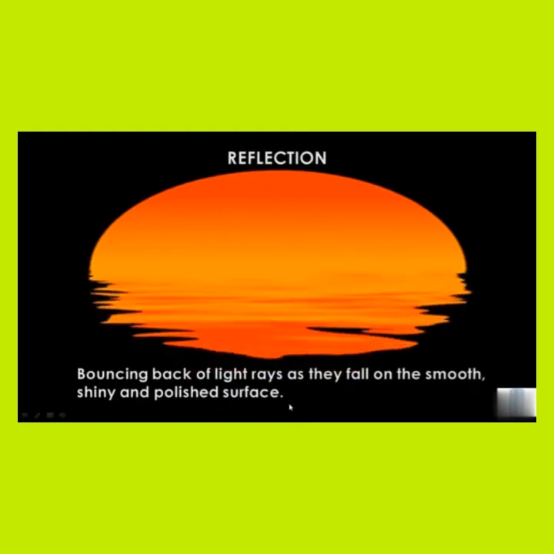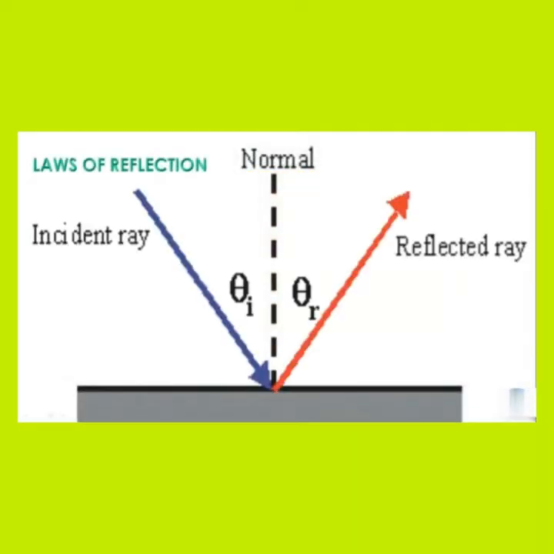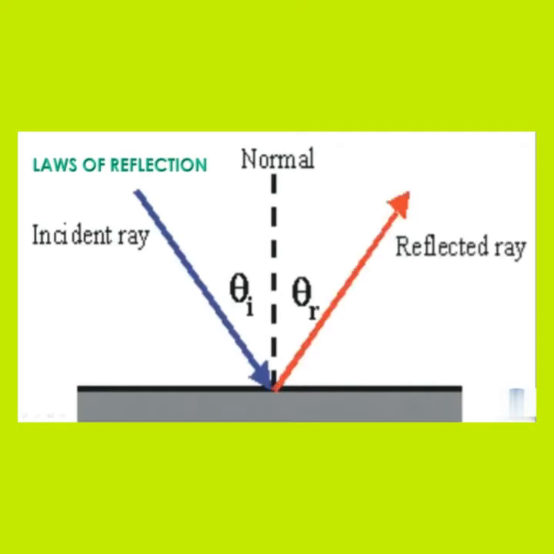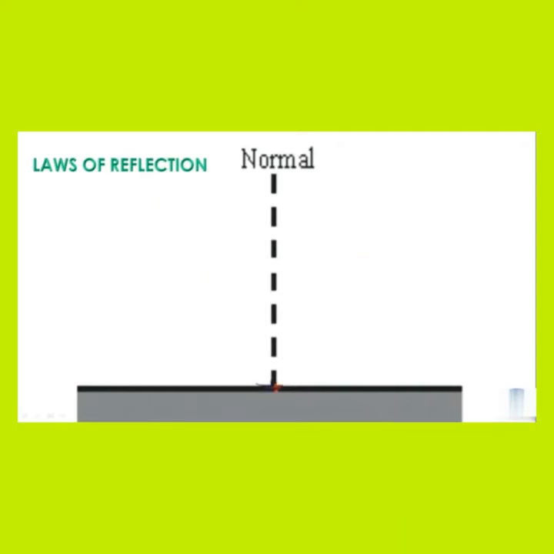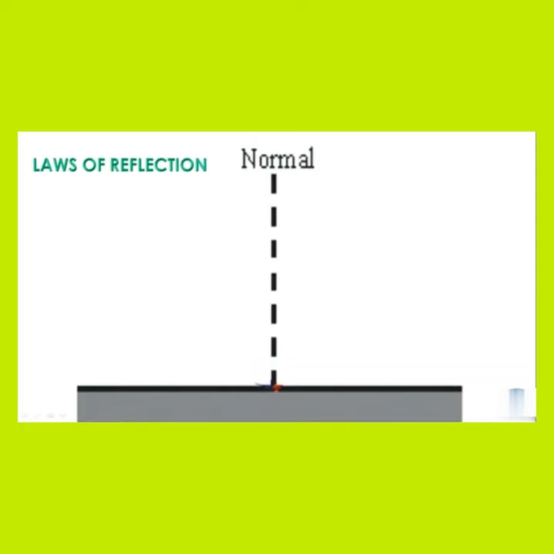Reflection involves two rays, the incident ray and the reflected ray. The incident ray falls on the shiny surface of a reflecting body. After falling, this ray returns into the same medium as the reflected ray. An imaginary line perpendicular to the reflecting surface is called the normal. The relation between the incident ray, the reflected ray, and the normal is given as the laws of reflection.